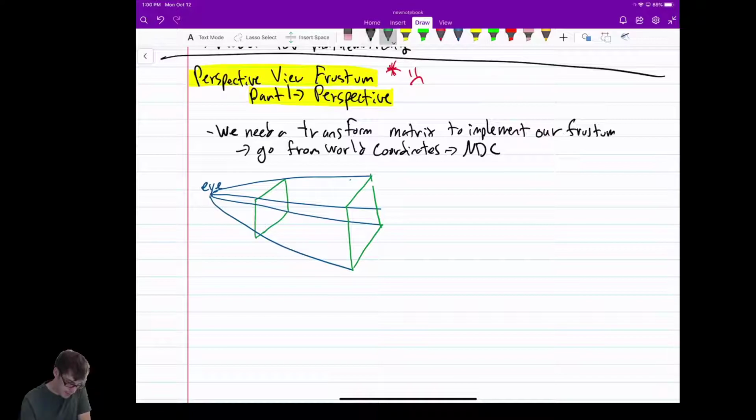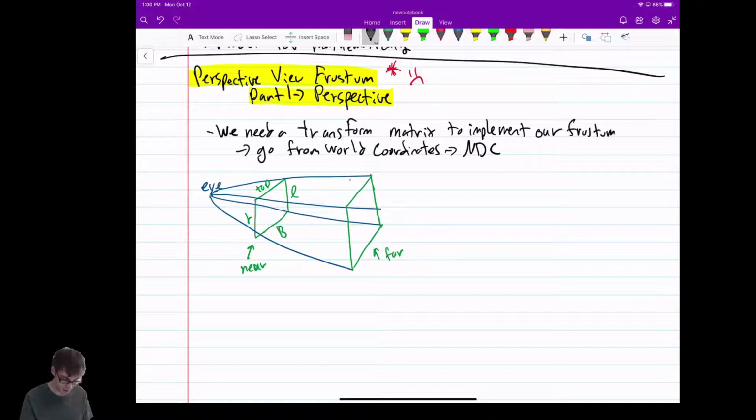I'm gonna start labeling these things, right? This is the top of my image plane. This is the bottom. This is my right. This is my left. And I draw my L's in cursive so you don't get mixed up with ones and things like that. This is my near plane, and this is my far plane, okay?